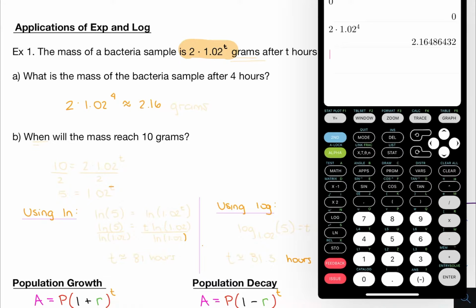Whenever we're talking about examples, we always want to take into consideration the unit. So it's always important to remember the unit that we're talking about. In this case, since we're talking about mass, this is 2.16 grams.